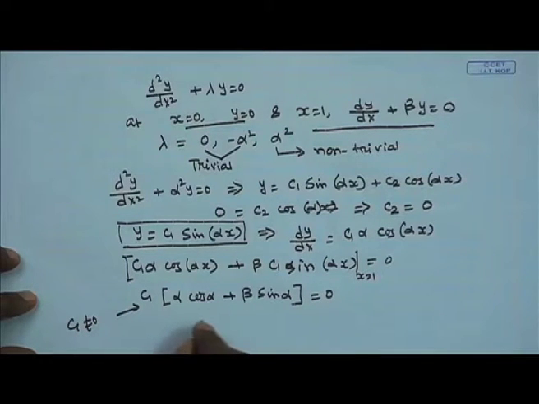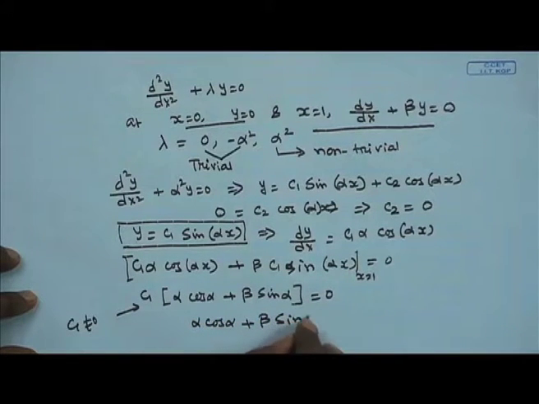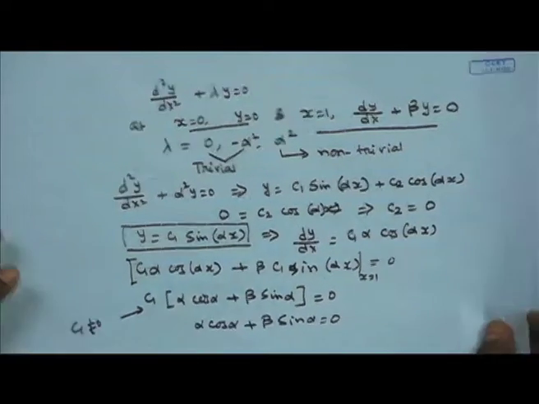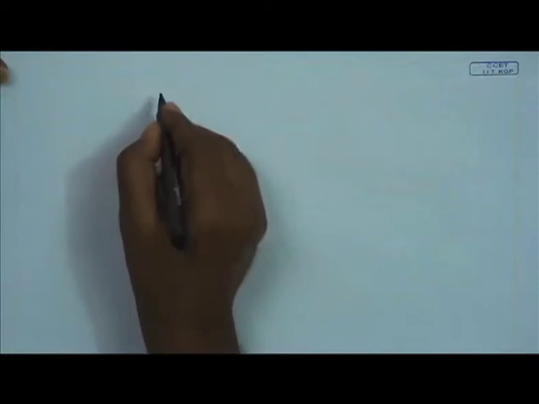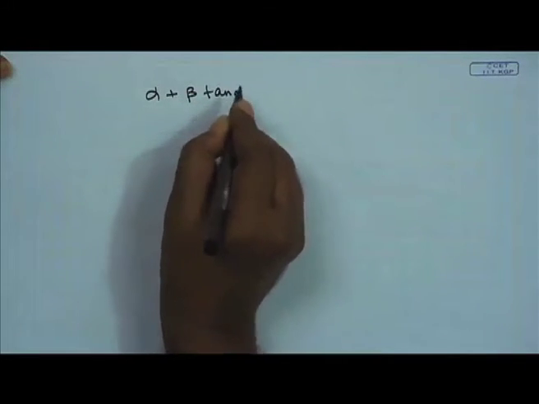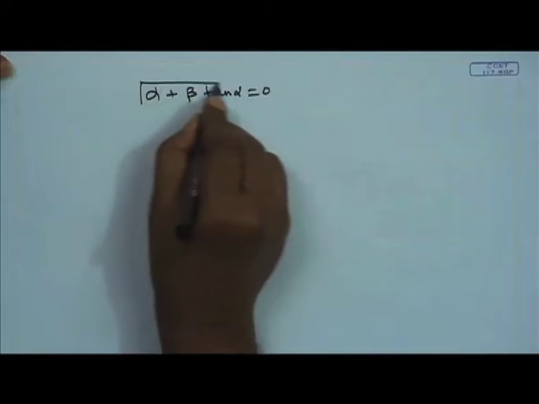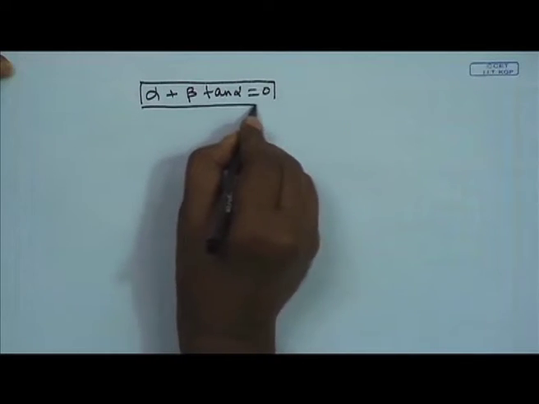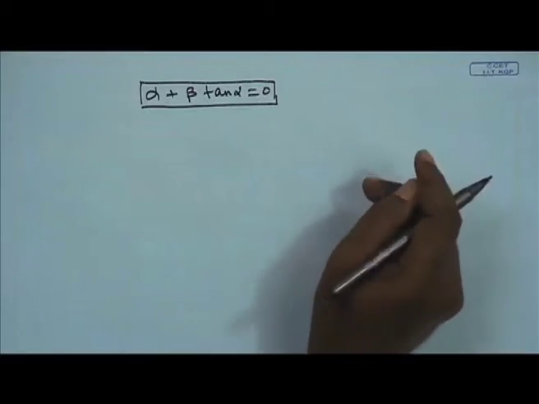So therefore alpha cos alpha plus beta sin alpha should be equal to 0. So what is that? This becomes now alpha plus beta tan alpha is equal to 0. Now unlike the earlier two cases where we had a distinct expression, here we do not have an explicit expression of eigenvalues.